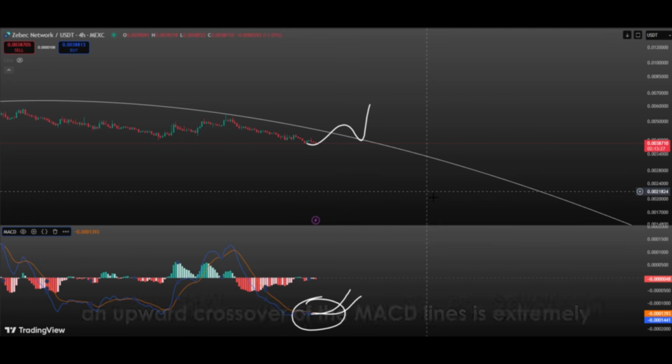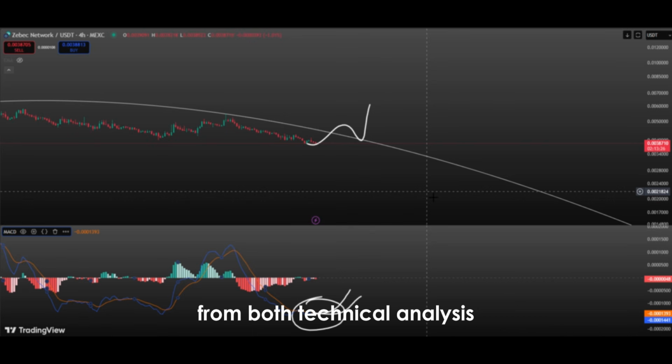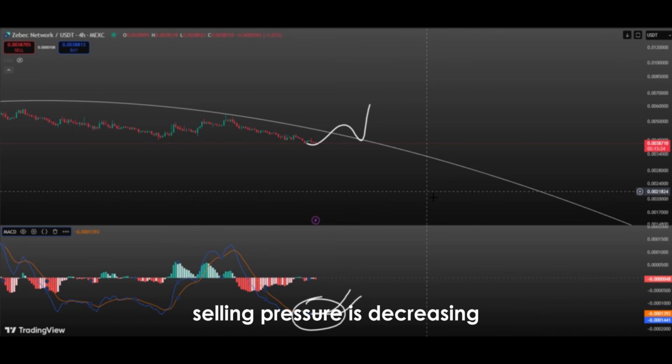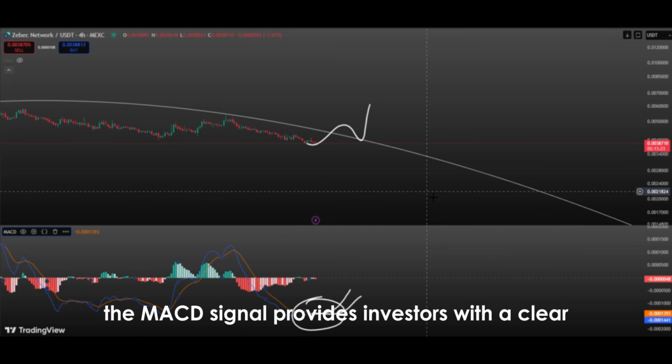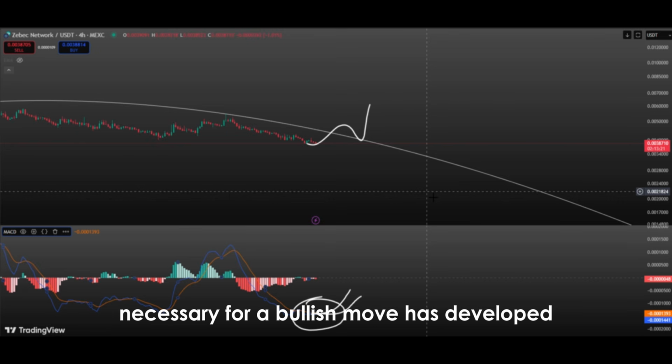In conclusion, an upward crossover of the MACD lines is extremely important from both technical analysis and market psychology perspectives. This crossover shows that buyers are gaining strength, selling pressure is decreasing, and the price is ready to move upward. The MACD signal provides investors with a clear idea of the trend direction and confirms that the momentum necessary for a bullish move has developed.